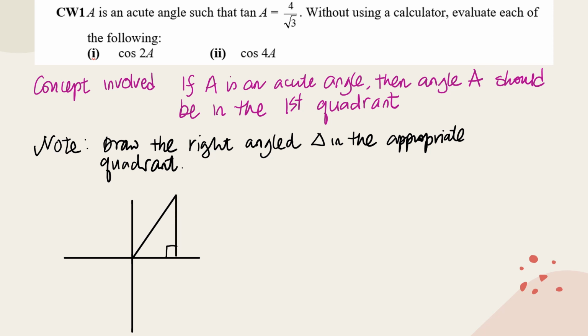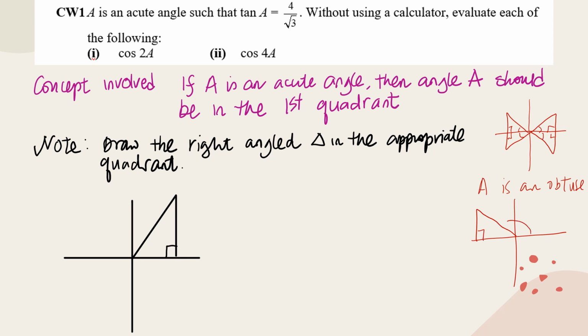Okay, if you're not too sure how to draw triangles in the relevant quadrants, you just draw a cross first. All right, and then just draw a ribbon like that. So in the first quadrant, this is how your triangle will look like. In the second quadrant, it will look this way. Third quadrant, fourth quadrant. Because sometimes the question given to you is such that A may not be acute. Right, sometimes the question given is A is an obtuse angle. So if A is an obtuse angle, then you will have to draw it on the second quadrant, right? Yes, you have to draw it on the second quadrant.